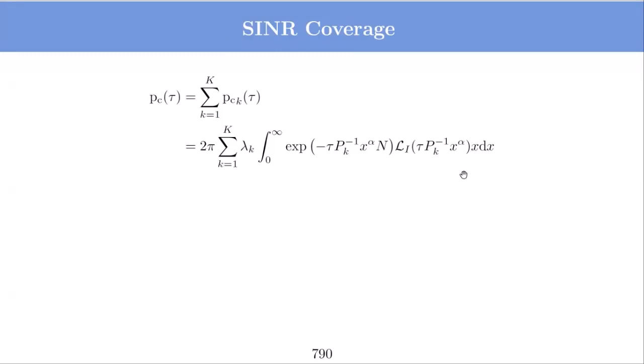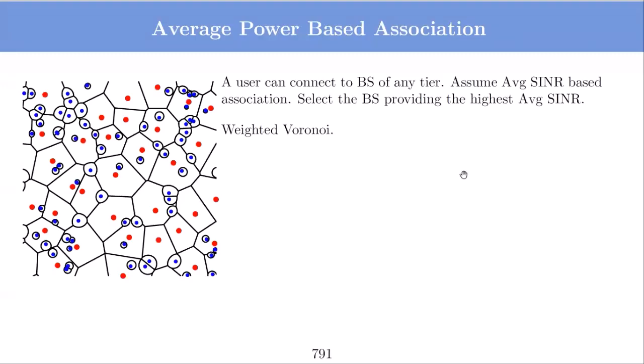Okay, this is for the instantaneous SIR based association. Now let's move to the average power based association. Right? So you remember when we talked about a single tier, with the same type of base station, we discussed average power based association. We saw that it is nothing but the closest base station association. We saw that the complete area is divided into small coverage areas.